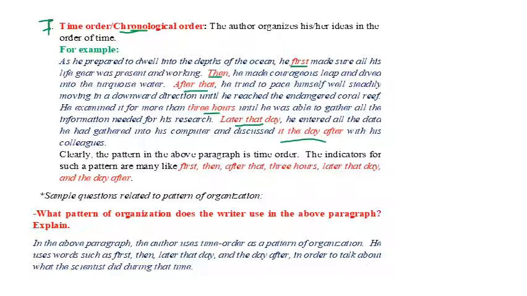How would I ask you such a question? Just simply this way. What pattern of organization does the writer use in the above paragraph? Explain, of course. Don't just stop at telling me what pattern it is. In the above paragraph, the author uses time order as a pattern of organization. How did you know that? He uses words such as first, then, later that day, and the day after in order to talk about what the scientist did during that time or during his excavation or during his scientific inquiry.